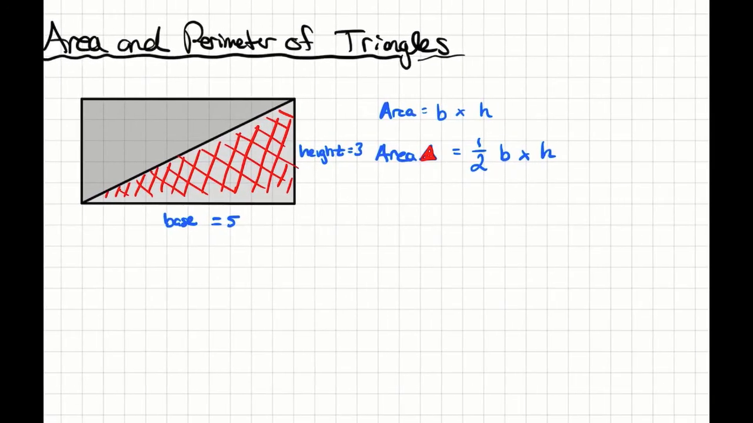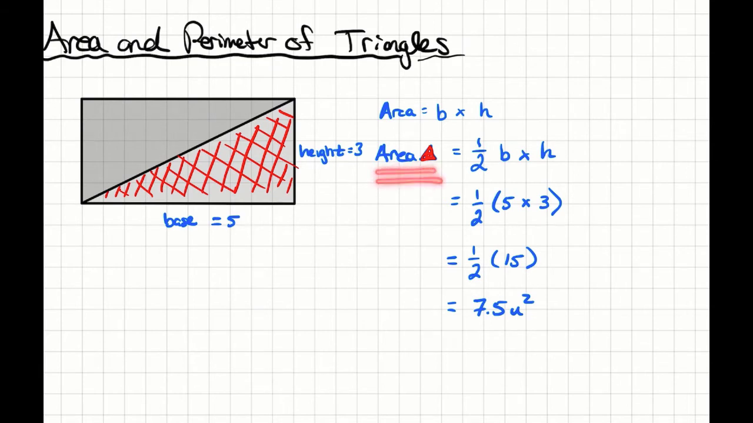Okay, so if I want to know what that triangle is, I would just say that would be 1/2 times 5 times 3. I always recommend multiplying your bases and heights first, so I'm going to take half of 15, and that's going to give me 7.5 units squared. Again, remember, when we're dealing with area, we've got to square our units. So even though there's this half in here and we've modified some things, it's still units squared.